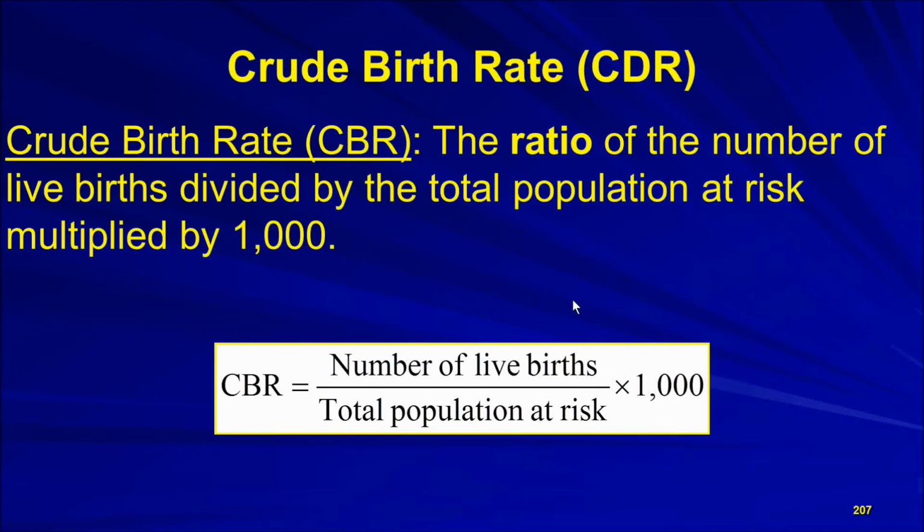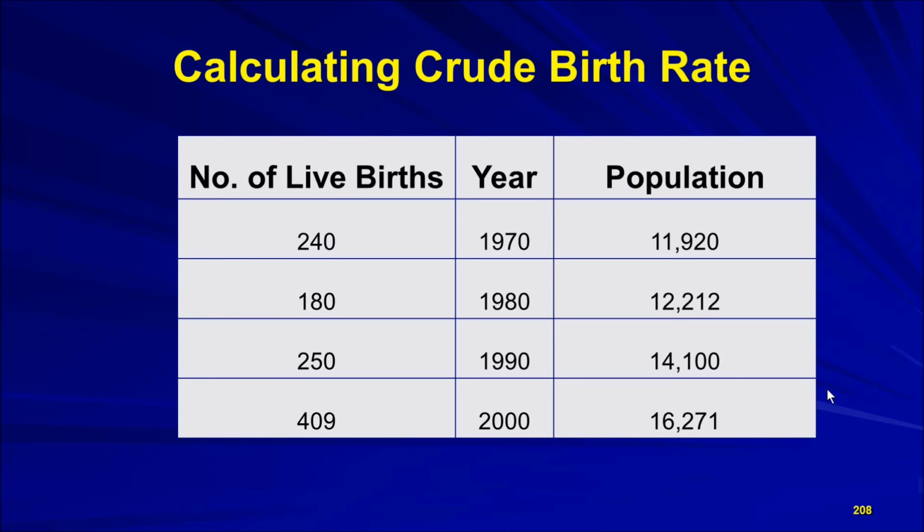And again, you see the word ratio, but we know it's a rate, and here's the formula for it. Number of live births over the total population at risk times 1,000. Okay, let's look at an example. Now, remember, tables don't always come to us in an organized fashion.